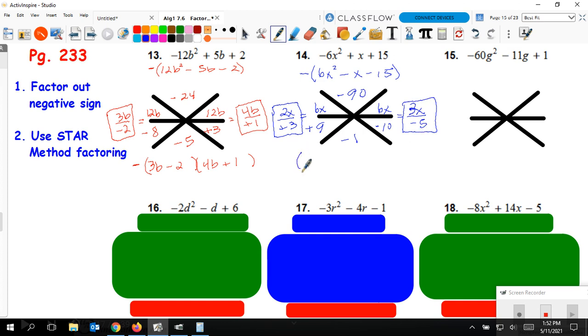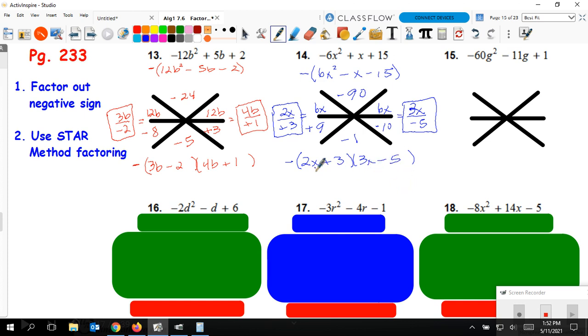2 binomials, but we can't forget that this started with a negative. Don't forget what you factored out, kind of a GCF sort of with that negative sign. So we had the 2x plus 3 and a 3x minus 5. Again, the order of those two binomials doesn't matter.